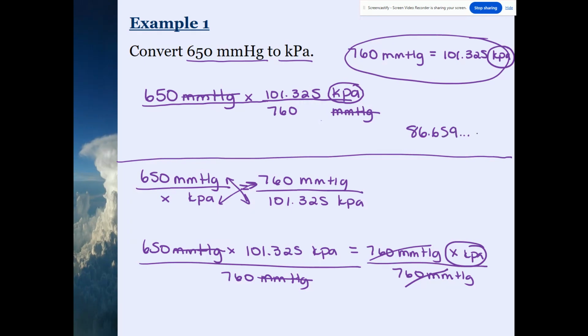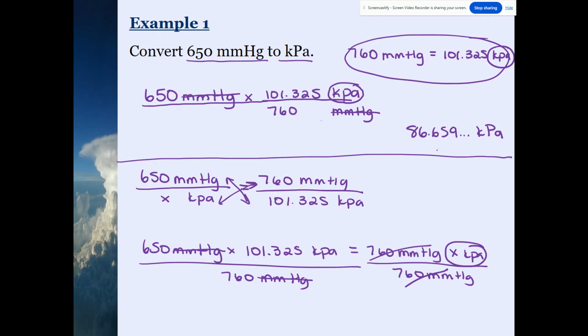86.659 and so on kilopascals. Okay, now if this is a question that I'm using in subsequent calculations, I do not round it. When you have intermediate steps in an overall calculation, you only round your final answer.